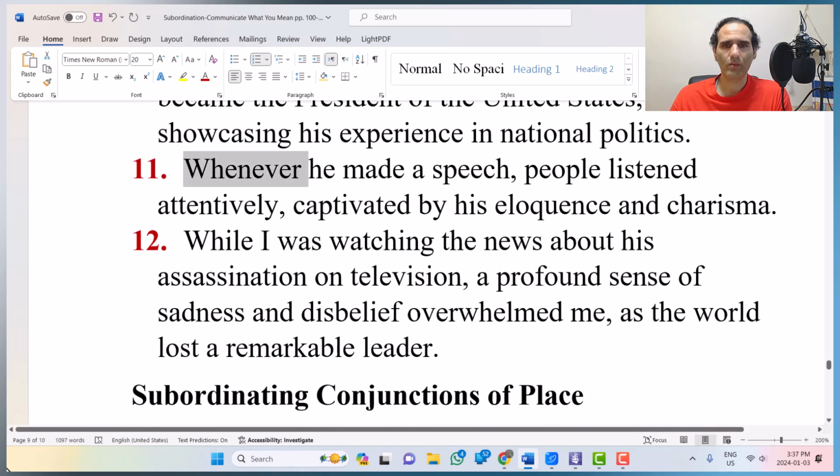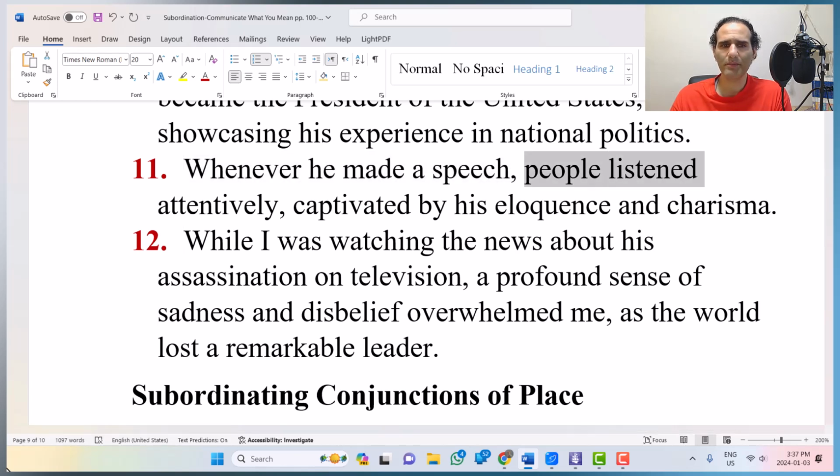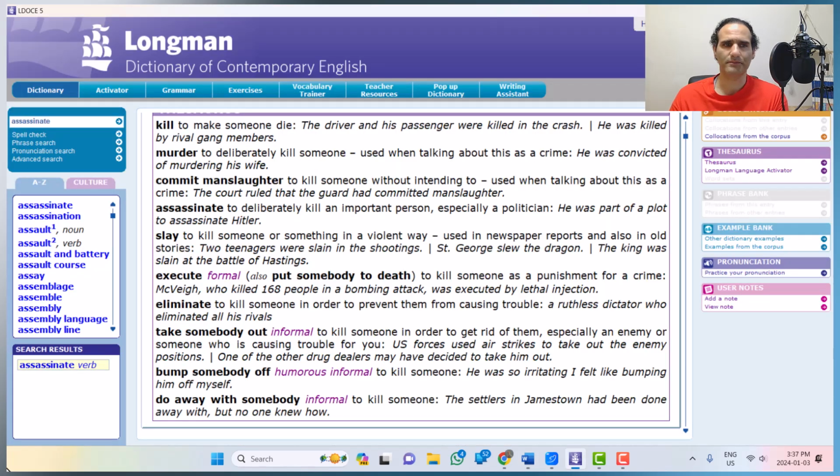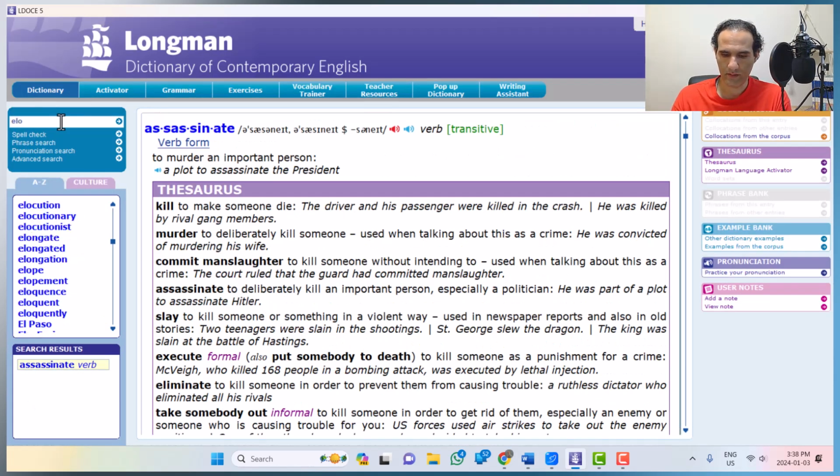11, whenever he made a speech, make a speech, people listen attentively, captivated by his eloquence and charisma. Captivated by his eloquence and charisma. What is eloquence? What is charisma? Eloquence.